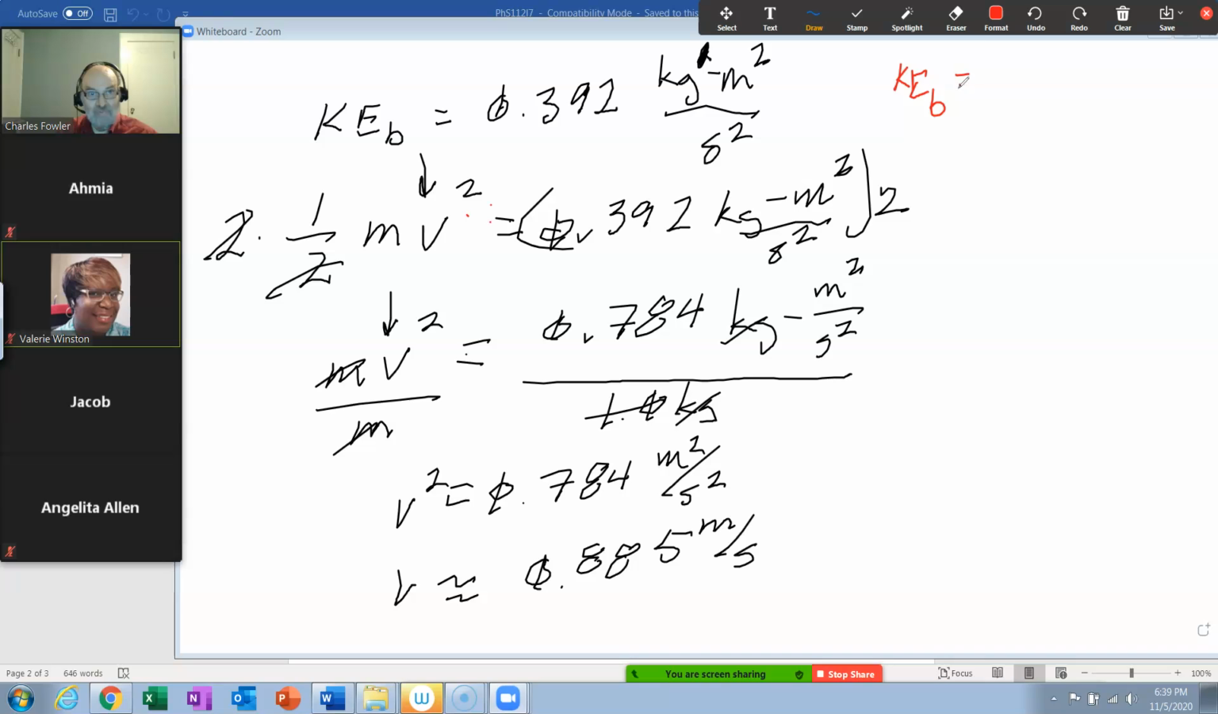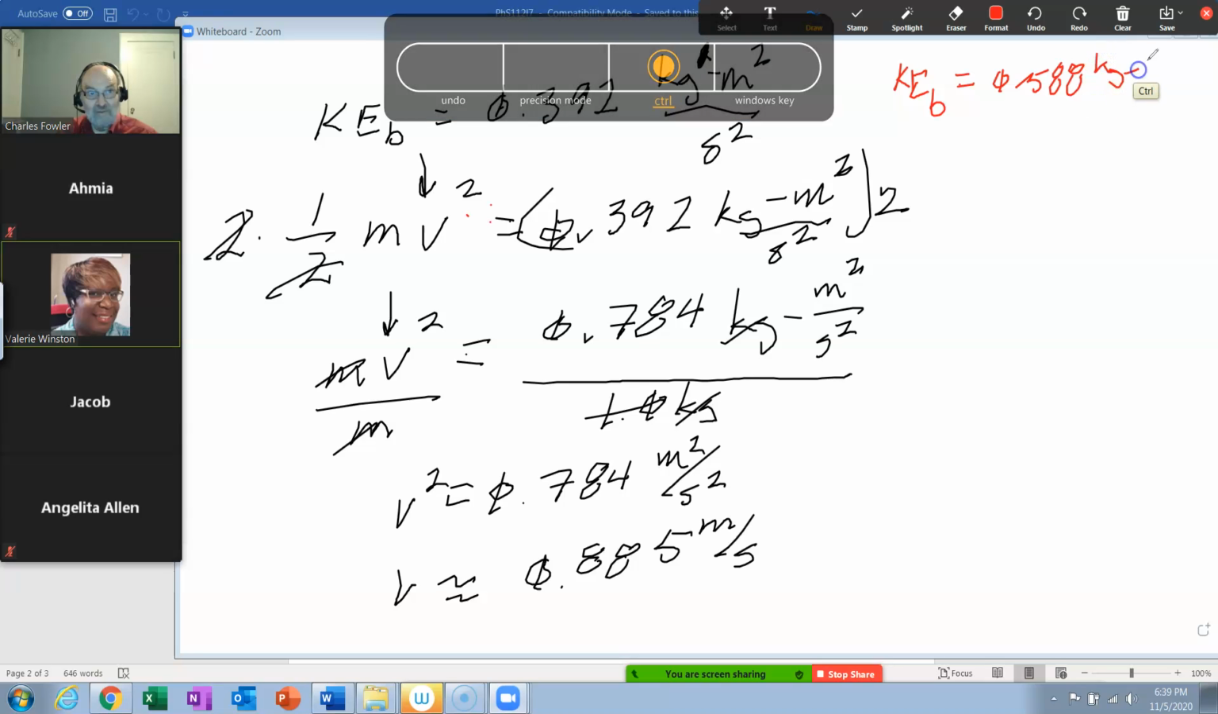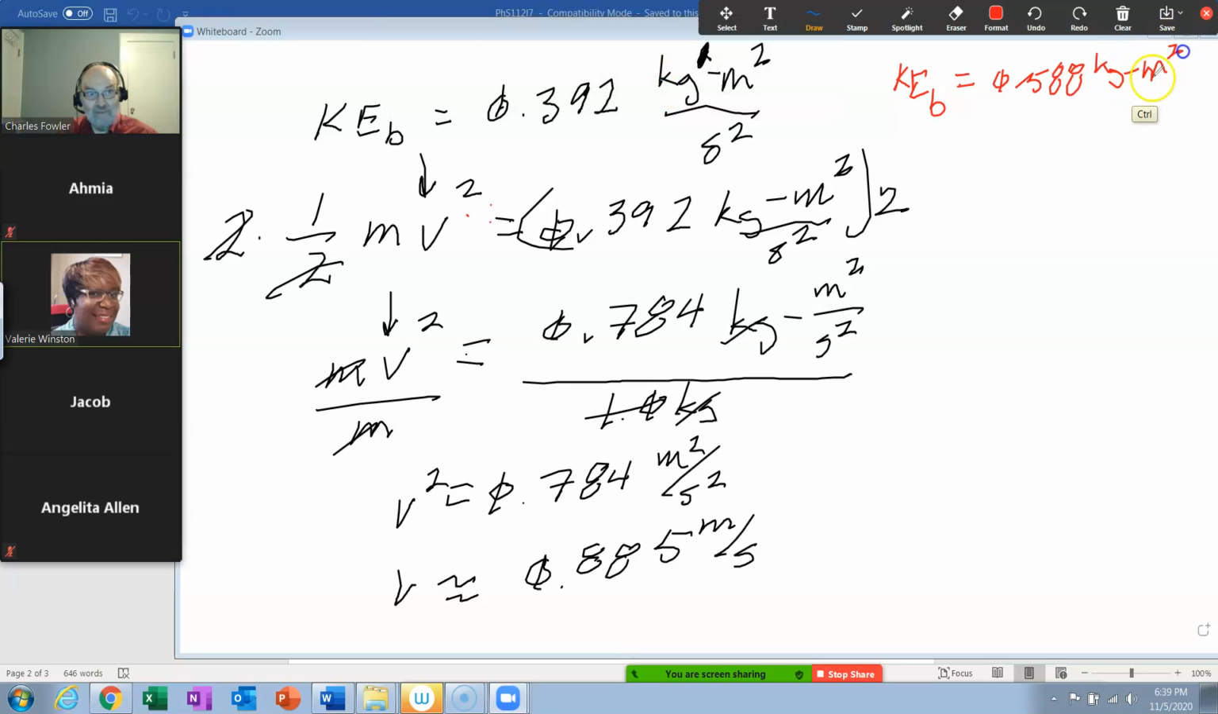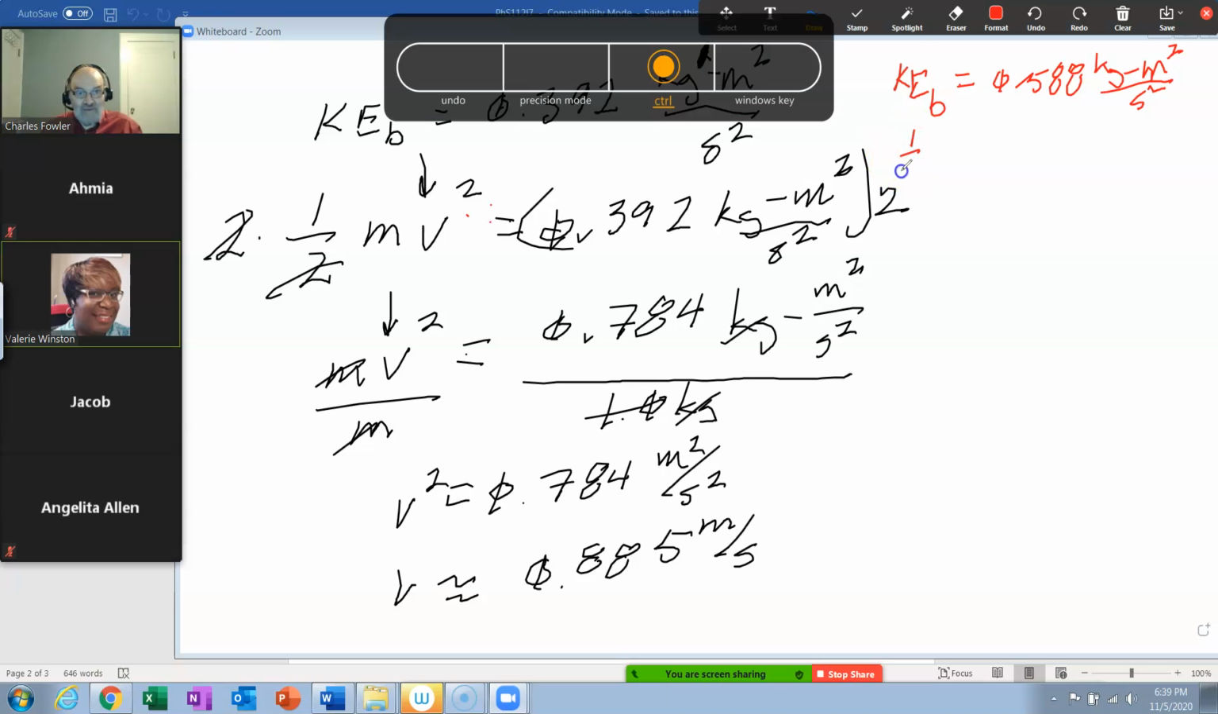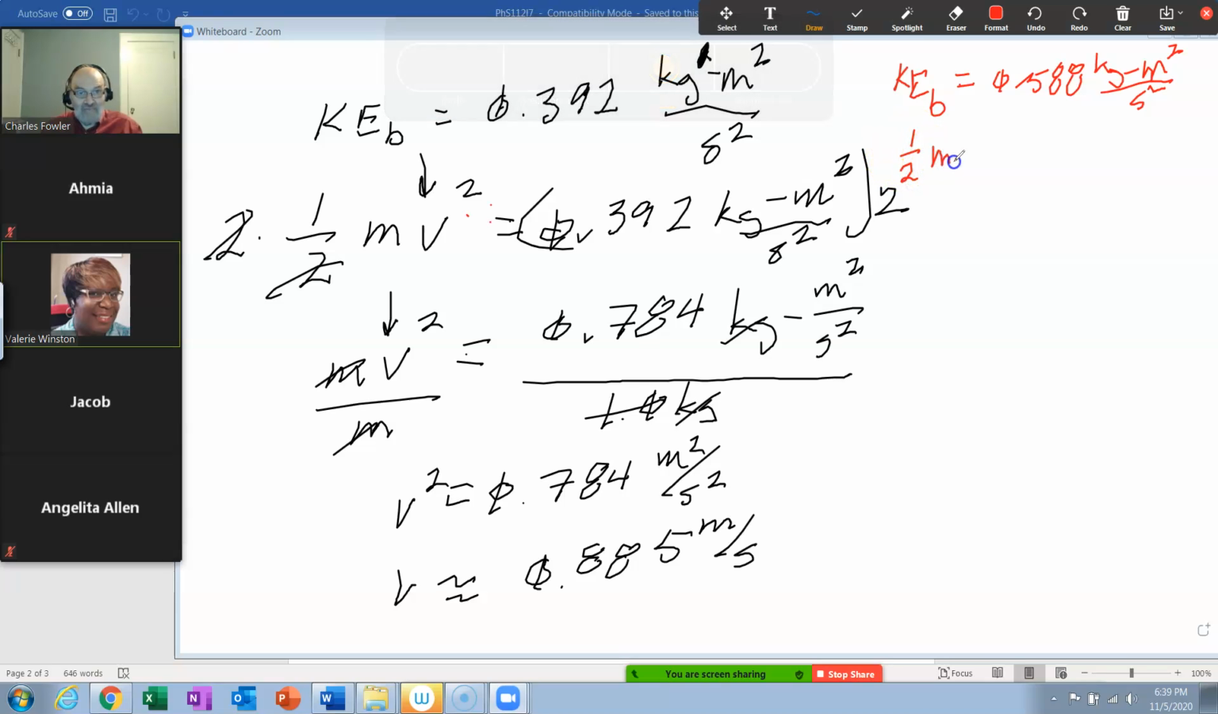Okay, so KE at the bottom now was it 0.588? Is that what it was? Okay, and that would be kilogram meter squared per second squared. Keep up with your units. That's what a joule is. Now, that is 1/2 mass times velocity squared, right? That's what kinetic energy is.